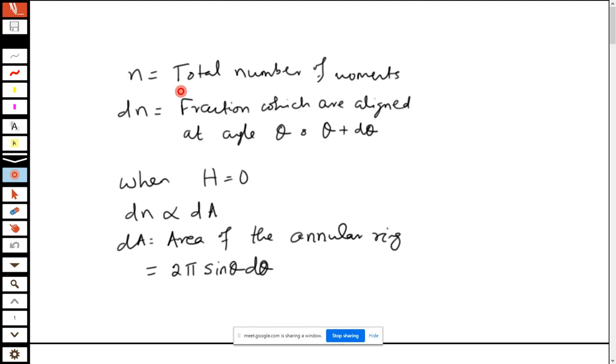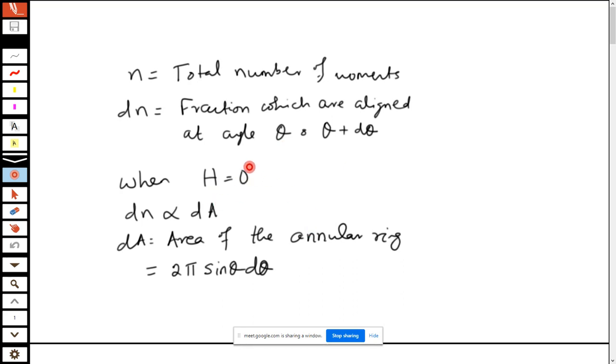So let's say n is the total number of moments, total number of moments per unit volume. Okay, so we assume that. So that is n. We want to calculate dn, which is the fraction which are aligned at an angle between theta and theta plus d theta.